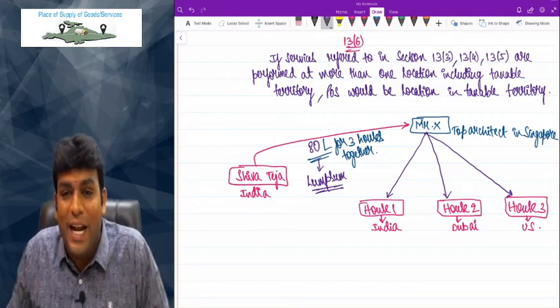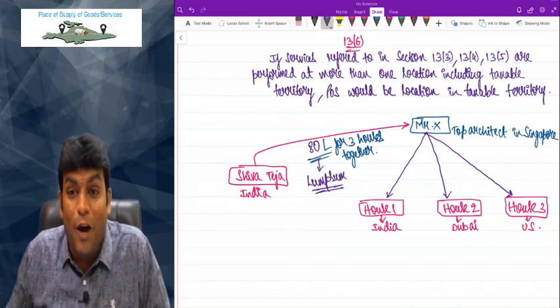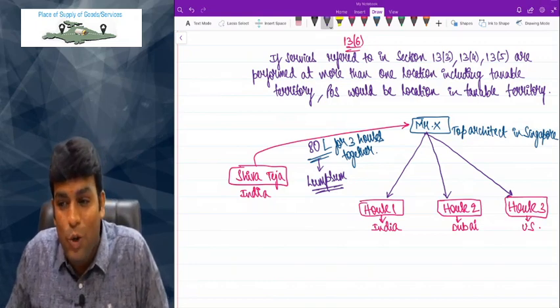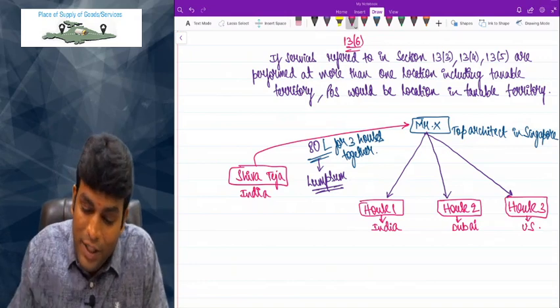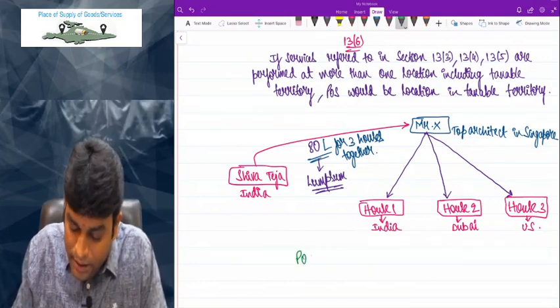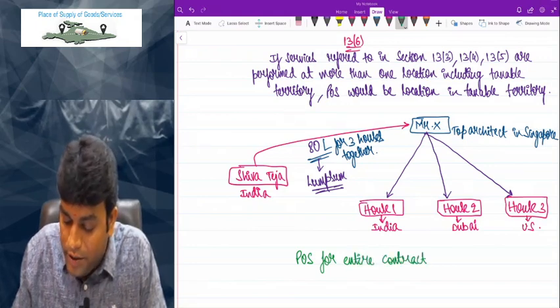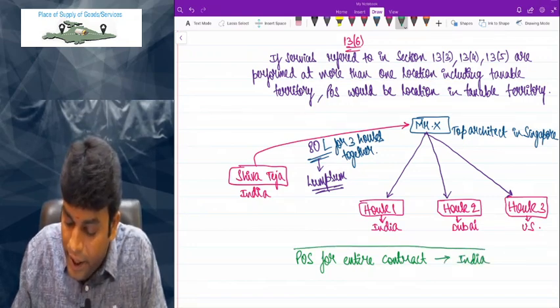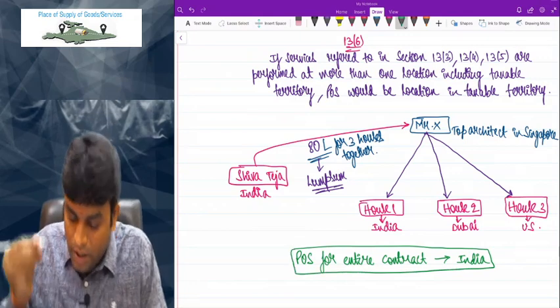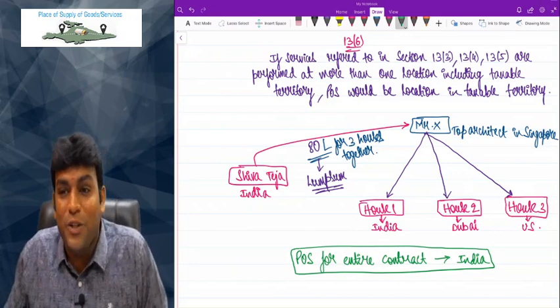But you need to observe that one house is in India, one house is in Dubai, one house is in US. Then how will you determine place of supply? That is the whole challenge we are trying to discuss. Now what law clearly told is that in this particular example, place of supply for the entire contract will straight away be India. No second thought about it.